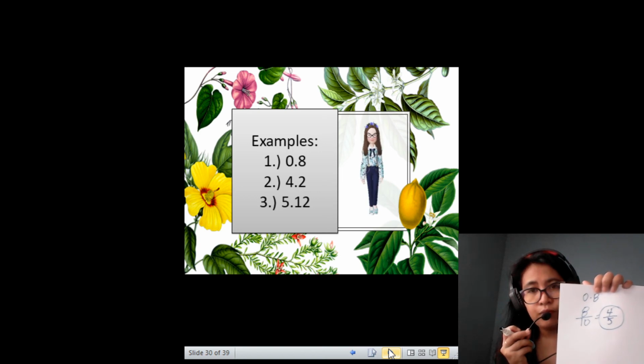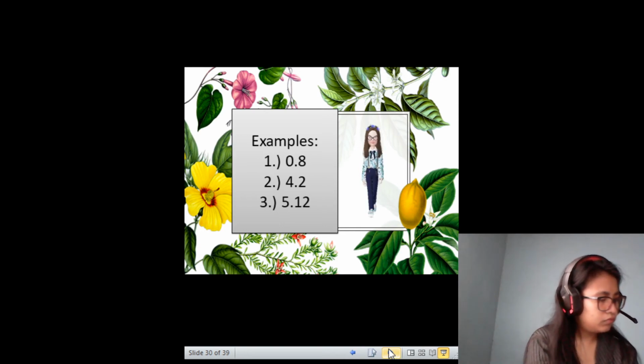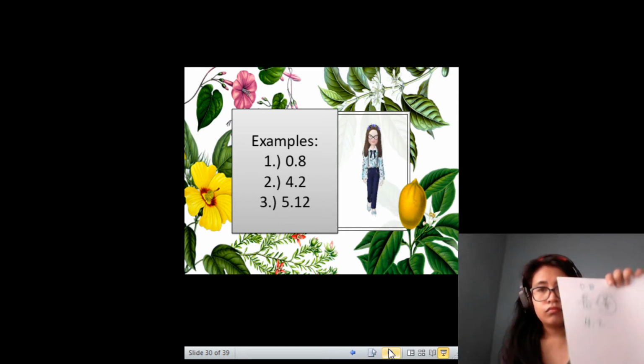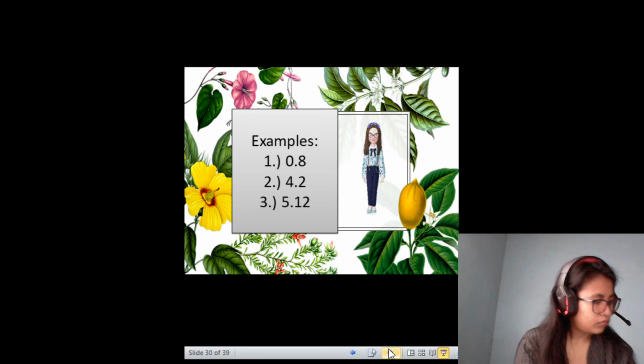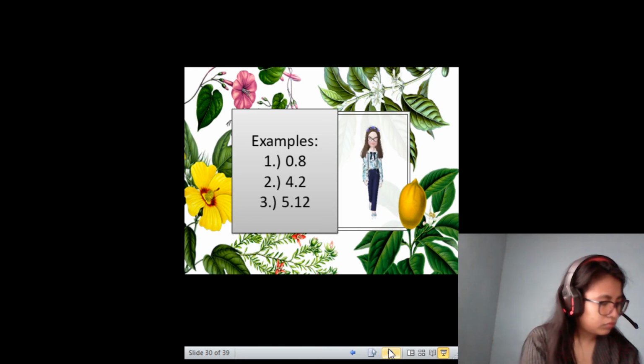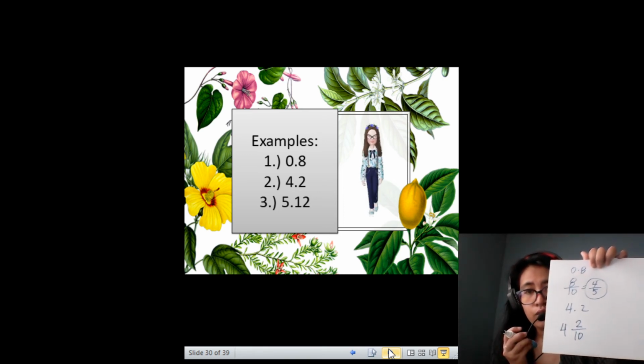How about if I have 4.2? Take 4 as a whole number. So this time you will have a mixed fraction like this: 4 and 2 tenths. But because the 2 tenths is still divisible, you will have 4 and 1/5.